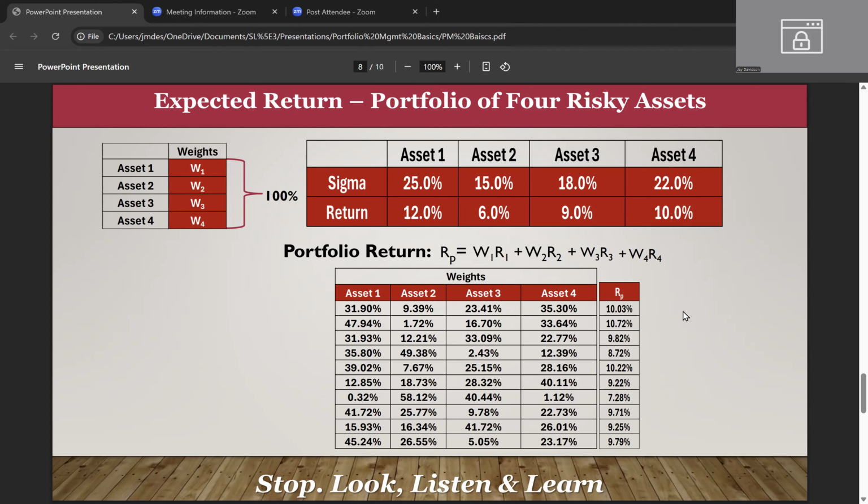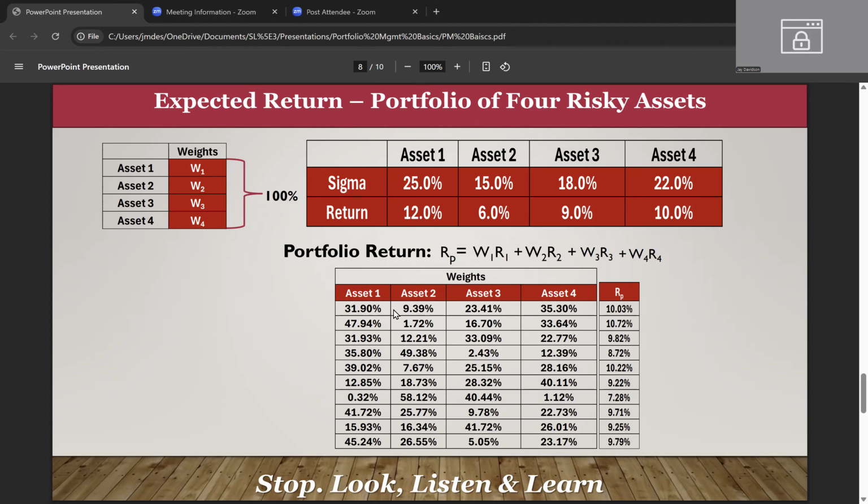And again, picking up on what we talked about earlier, the return of any portfolio is simply a weighted average. It is equal to the weighted average of the return of all of the assets within the portfolio. So here, let's take this portfolio. We take the portion of the portfolio allocated to asset one, which is 31.9%. We multiply that by the return on asset one, which is this here.